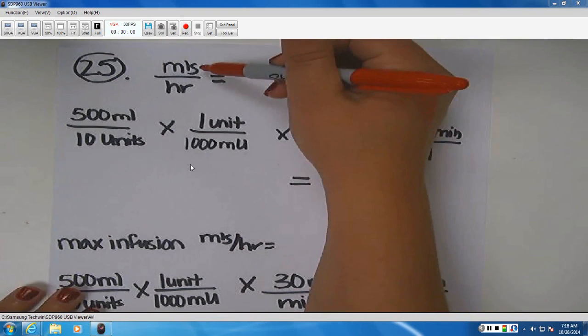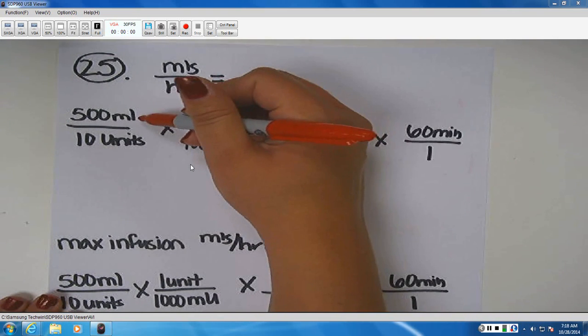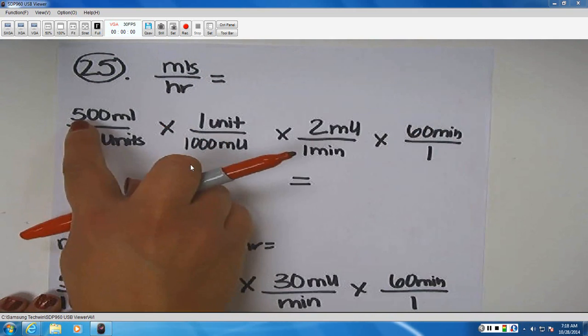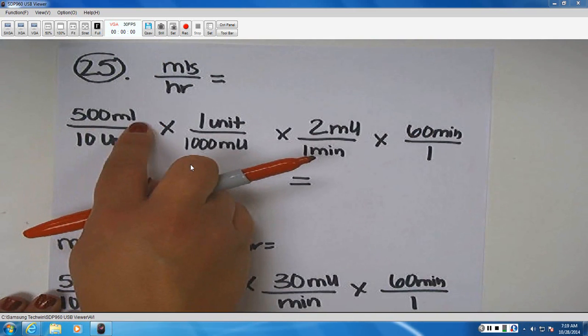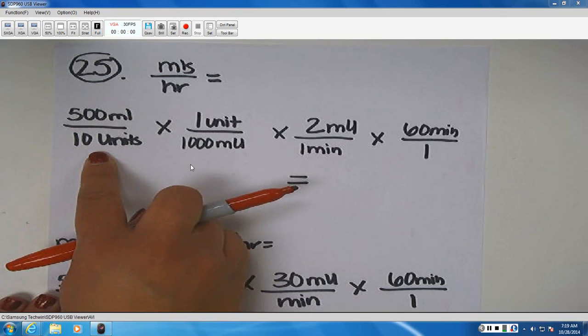To set it up, I'm solving for mLs per hour, so I'm going to put the mLs of my dose that I have on hand. So I have 500 milliliters on hand, and within that 500 milliliters, I have 10 units of Pitocin in it.